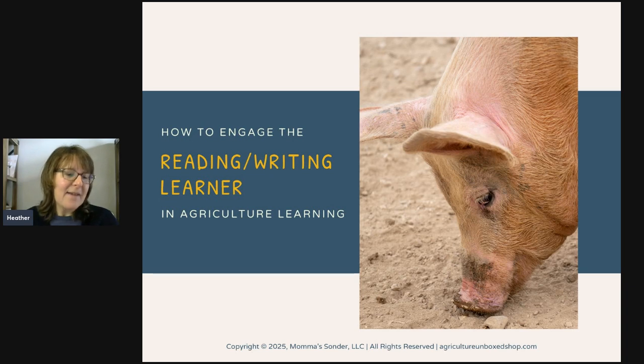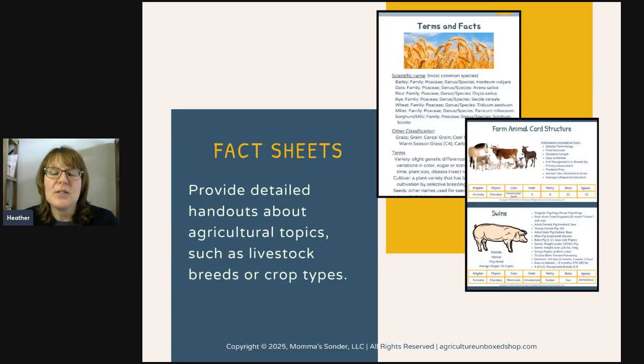So then we have our reading and writing learners. And again, they excel by the written words and text-based learning. So how can we engage them into our learning processes? So they're the ones that like the fact sheets. So providing detailed handouts about agriculture topics, such as livestock or crops or breeds, or having them create their own fact sheets is a way to incorporate their learning styles into your educational experiences.